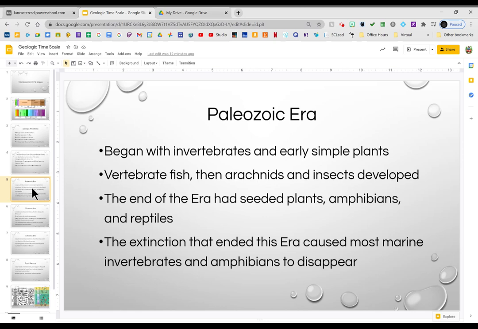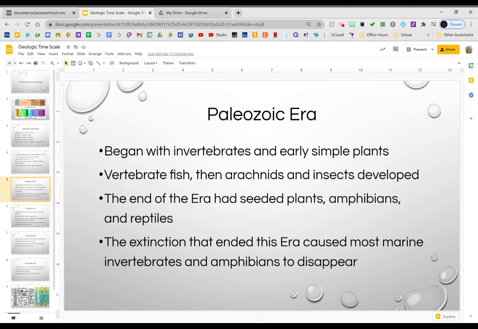After the Precambrian time, we start with the Paleozoic era. We start with invertebrates and really simple plants, really, really simple things, like bacteria and amoebas, stuff like that. And then by the end, we get to fish that have vertebrae, then there's arachnids like spiders and insects. We've got plants that have seeds, amphibians, and reptiles. So we've got a lot of changes that happen in this Paleozoic era.